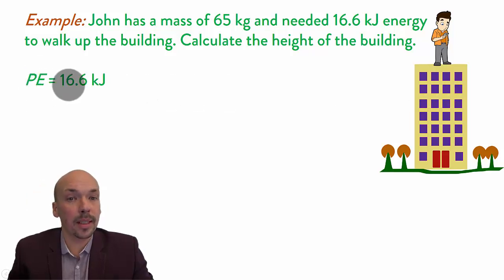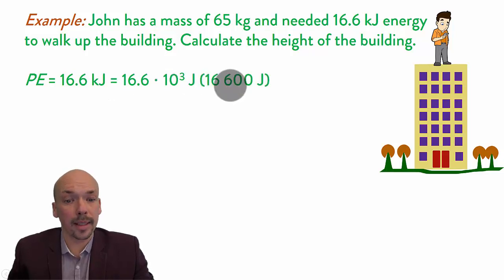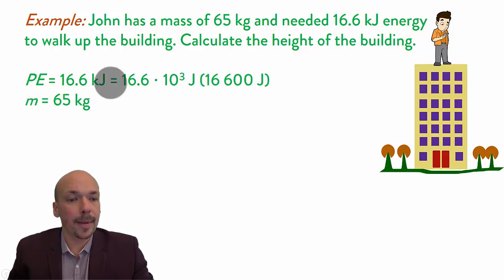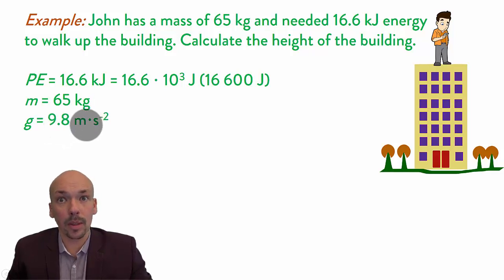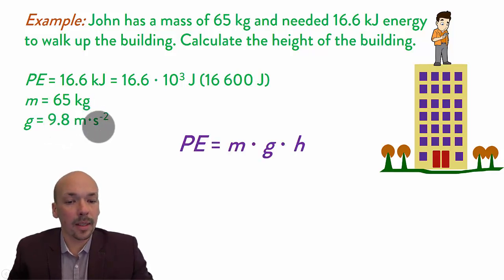We have the potential energy, it's 16.6 kilojoules. Of course, we have to convert this to joules, so it's 16.6 multiplied by 1,000, because kilo is 1,000. You can also do it like this if you find it easier. And we have the mass, 65 kilograms. We have the g, it's not given here, so we just use 9.8 meters per second squared because we are on Earth. And we have this equation, and we need to calculate this letter. We have to calculate the height.